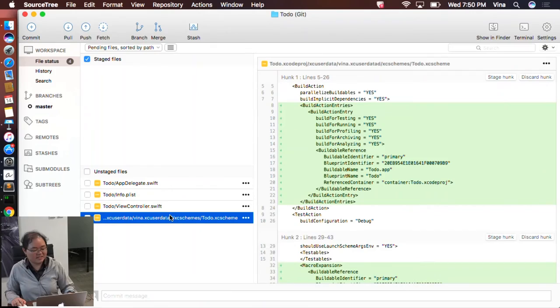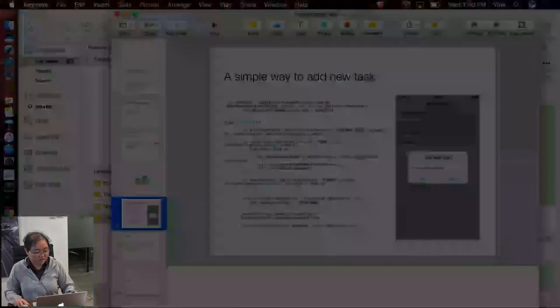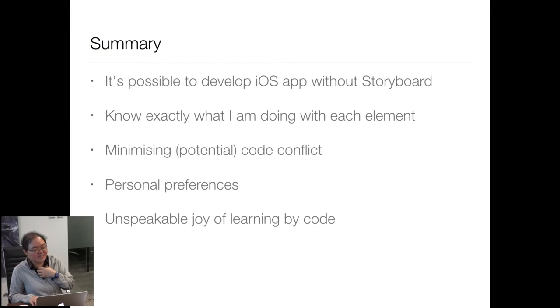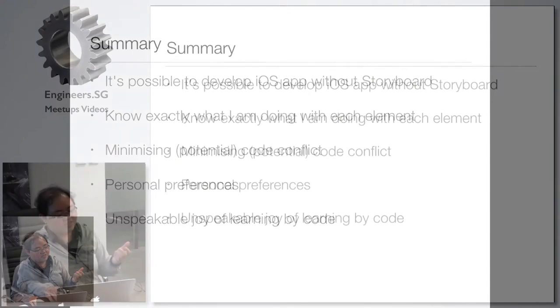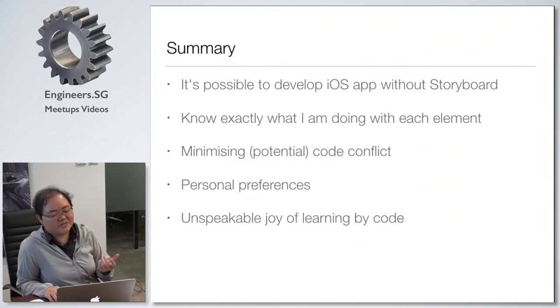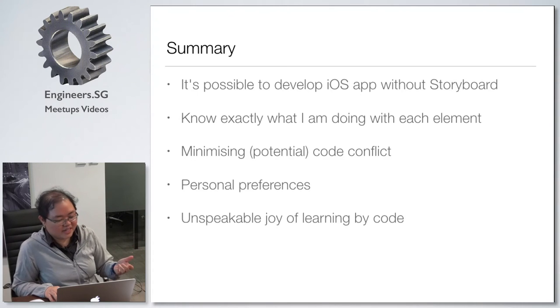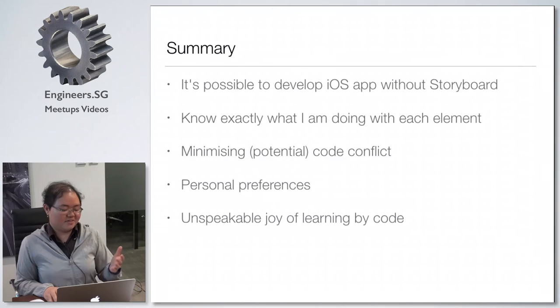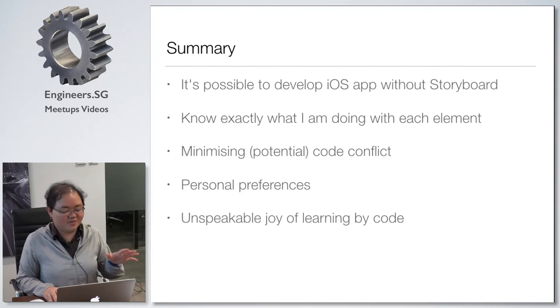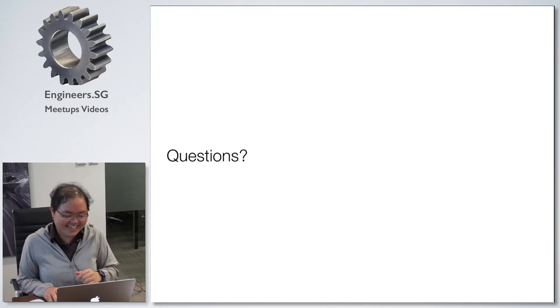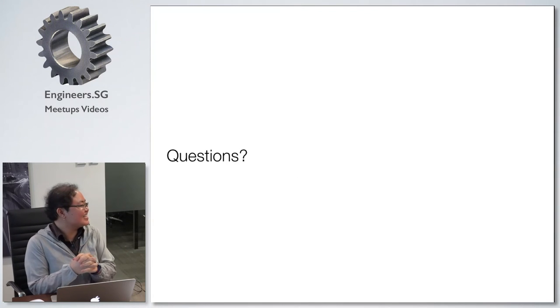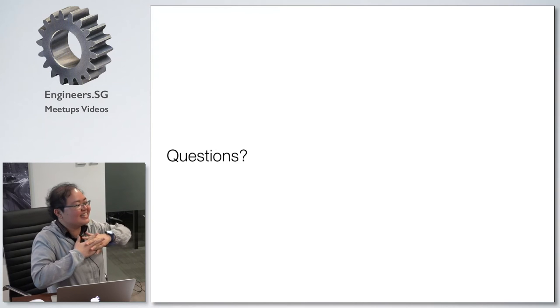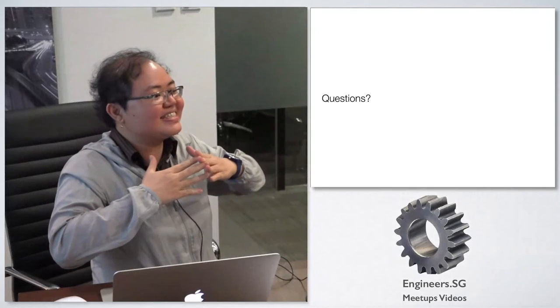Besides that, for me personally, when I knew how to do this, I was really glad that it's possible to develop an iOS app without a storyboard, and I know exactly what I'm doing with each element. There's no such big code conflict that I have. And last but not least, I feel really unspeakable joy by learning code. Yeah. So I guess that's the end of the sharing. Go ahead if you've got any question.